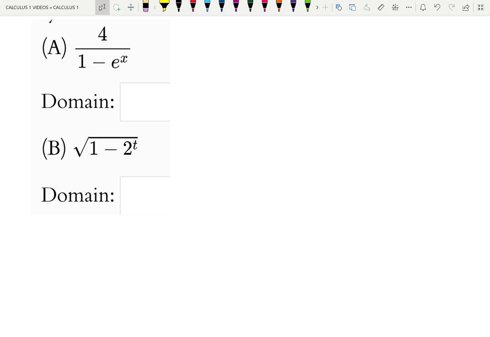Let's find the domain for the given function 4 over 1 minus e to the x. Let's solve the equation where 1 minus e to the x equals 0, because that's when the denominator of this fraction is 0. That means that 1 is equal to e to the x. That happens when x is 0. So this is the point we should exclude from the domain.